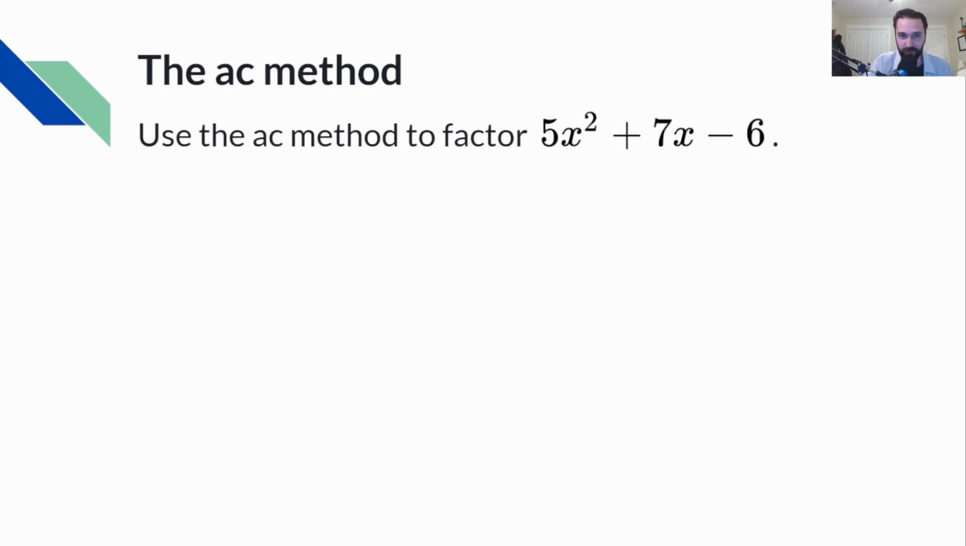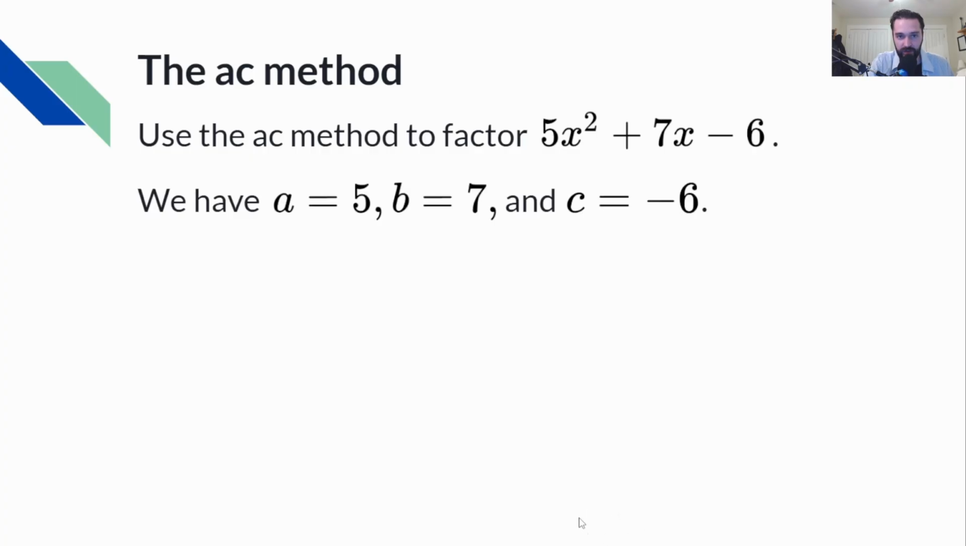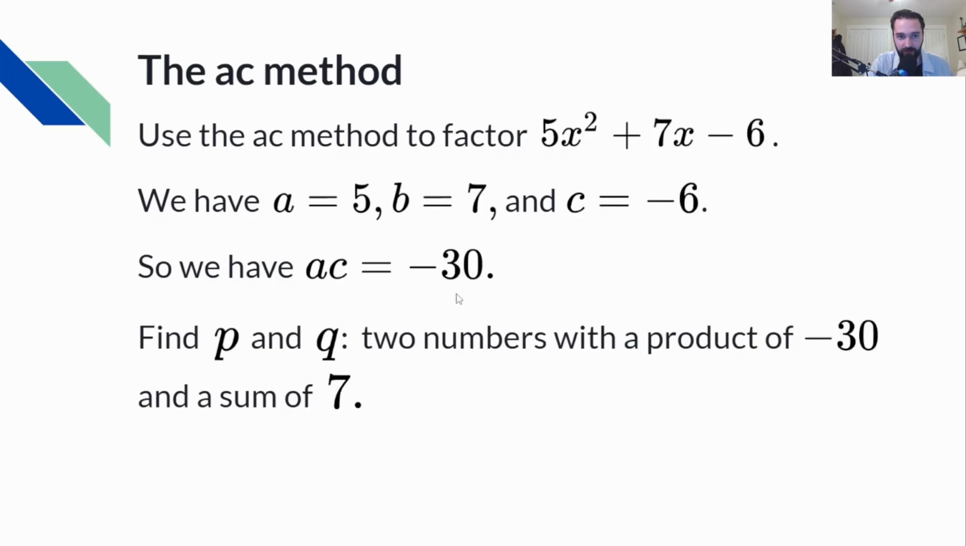So let's try an example. Here we're asked to use the AC method to factor 5x squared plus 7x minus 6. So here we have a equals 5, b equals 7, and c equals negative 6. These are the coefficients and the constant. So in this case, we have AC equals negative 30, 5 times negative 6. So our goal is to find p and q, two numbers with a product of negative 30 and a sum of 7.